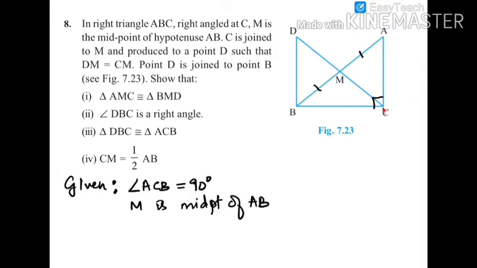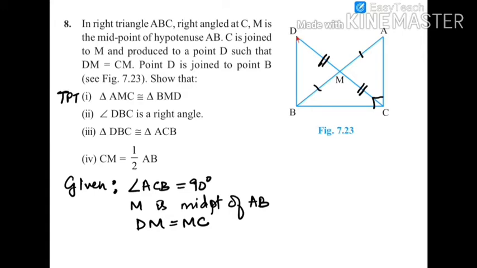C is joined to M and produced to a point D such that DM is equal to MC. So let's mark these segments equal and write down as given. DM equal to MC. Point D is joined to point B. What is to be proved is clearly stated in the question. There are 4 parts to it, so we will deal with each one by one.